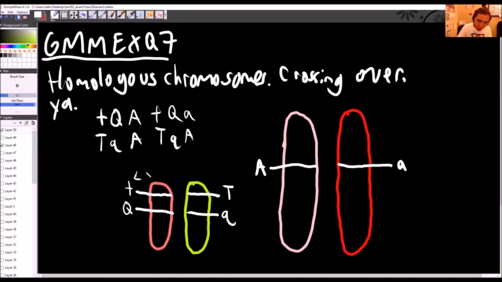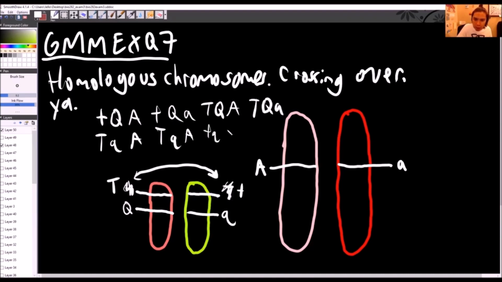Okay, let's say that you have a crossover going this way. So this results in this big T now being a little t, and this little t now being a big T. Okay, now what we got? We have T, we don't have that combination yet. We have TQA. And then we would also have TQ little a. And over here, little t, little q, we don't have that combination yet. Little tQA, little tQA. Cool.